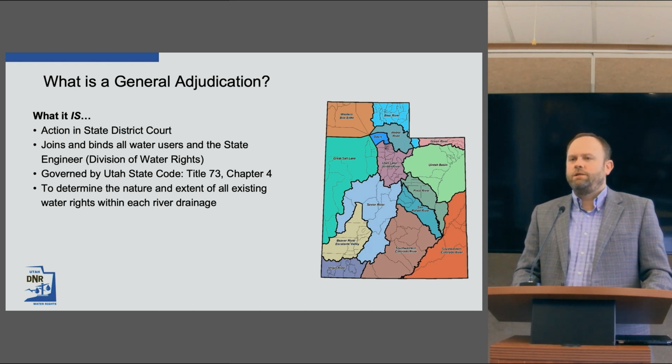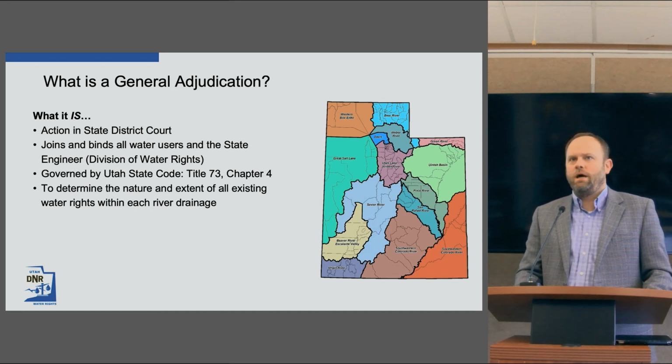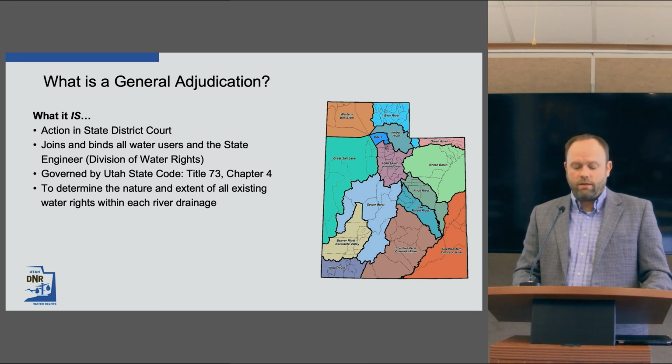All right, so one of the most important aspects of an adjudication, and what makes it a general adjudication, is that it joins and binds all water users in a geographical area. And this is what we do. That's the primary purpose here, and we'll dive into more of what that means in the coming slides. The entire thing is governed by Title 73, Chapter 4, and that lays out the entire process. It's statutorily defined, so we follow that as we move through.